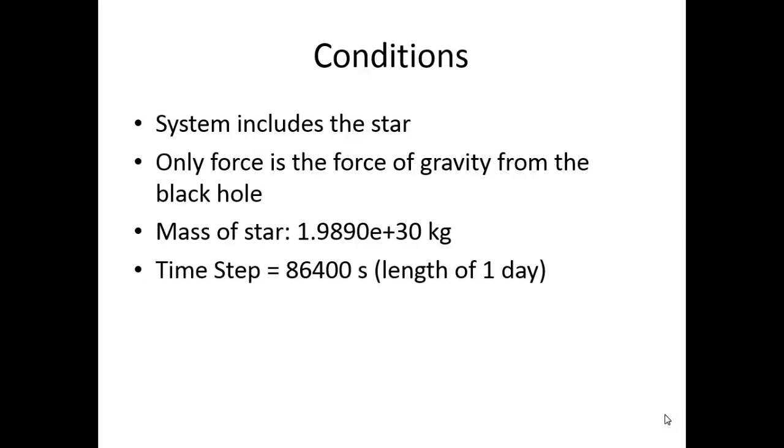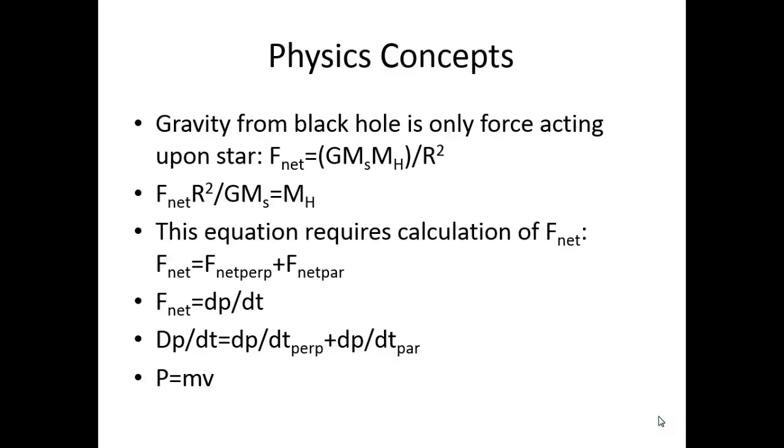Conditions. The system includes the star. We're going to assume the only force acting on the system is the force of gravity from the black hole acting upon the star. We know the mass of the star is 1.989 times 10 to the 30th kilograms. And we're going to set the time step equal to 86,400 seconds, or the length of one day on Earth. Alright, now for some physics concepts.